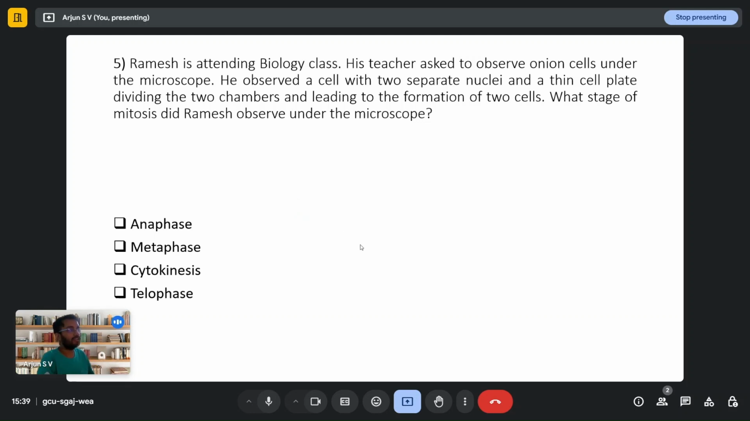I can draw it and show it to you. Let's just say this is the microscope area. I'm just drawing it blankly. He is observing two cells with two nuclei, and there is a thin cell plate dividing both of these. They are asking what stage of mitosis did Ramesh observe under the microscope?